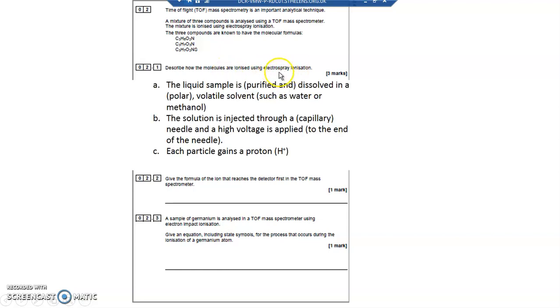So there's 2 kinds of ionisation. There's one where you just use electron impact, using an electron gun. It just removes an electron physically. Or electrospray is a bit more of a gentle technique, usually used for large molecules that you're afraid might get broken up or fragmented.